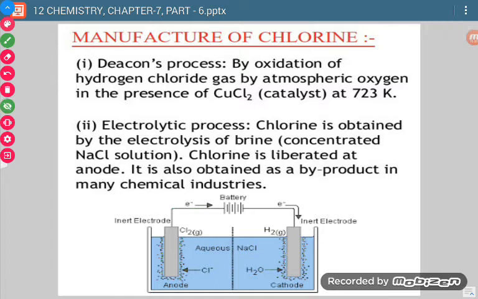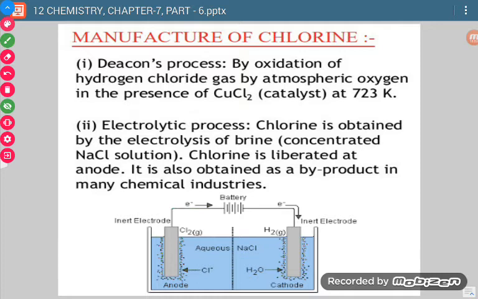Now on a large scale, how can we produce chlorine? There are two processes. One is the Deacon process. In this, oxidation of hydrogen chloride gas is done by atmospheric oxygen in the presence of CuCl2. CuCl2 acts as a catalyst, and HCl reacts with oxygen and undergoes oxidation. Because of that, Cl2 gas is liberated and H2O is formed.